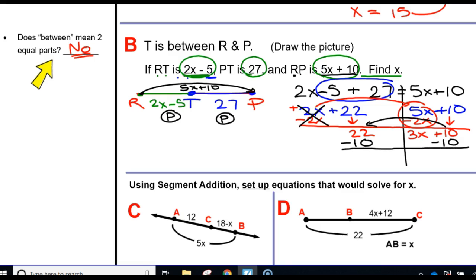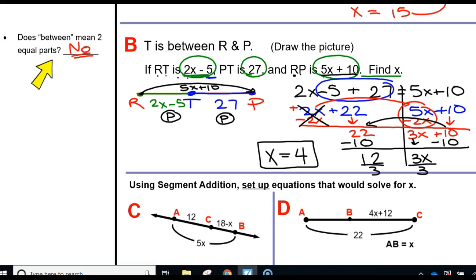22 minus 10 makes 12. Bring down the 3x. And my very last step in solving most equations is to divide by 3. My answer is x equals 4.